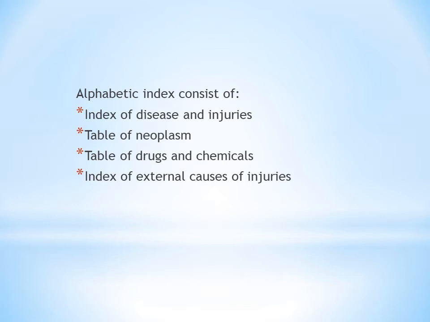Okay, and the second one is the table of neoplasm. So do you know what a neoplasm is? Neoplasm means a cancer related condition. So if you get any kind of cancer related condition, for example, if your question is a benign tumor of the pancreas, you know a benign tumor is a neoplasm, and the site is the pancreas.